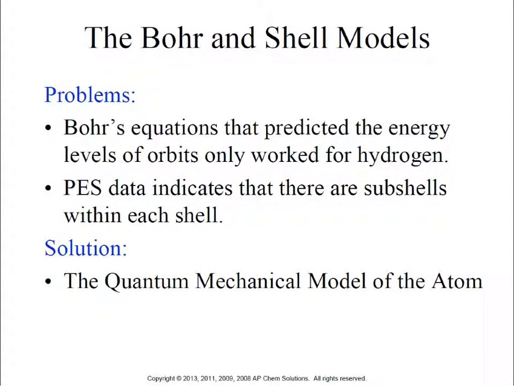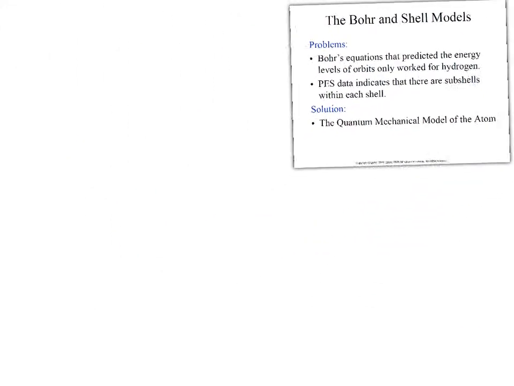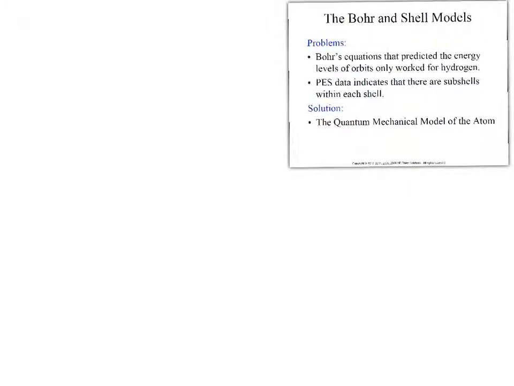Okay, so the Bohr and shell model of the atom, there's some problems with it. It doesn't work, which we've seen from the PES data. Remember that the Bohr model is the one where we draw the nucleus in the middle and those electrons just surrounding it in orbitals. So if we sketch a picture, just so we can look at it while we're talking.